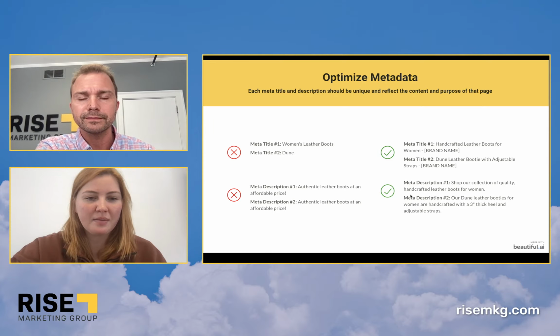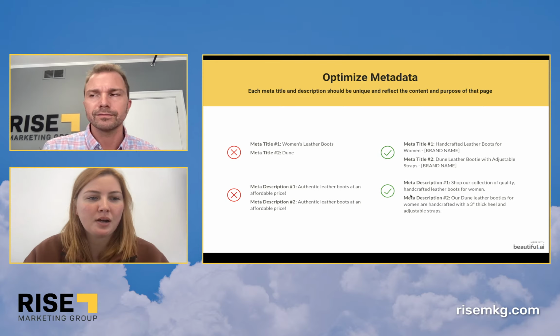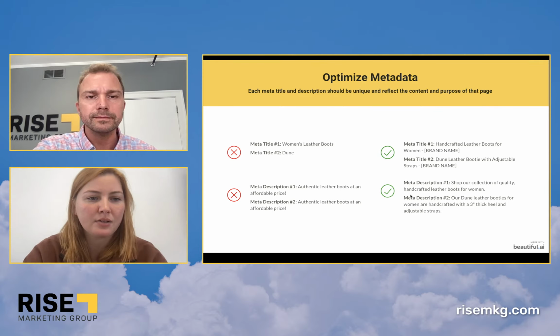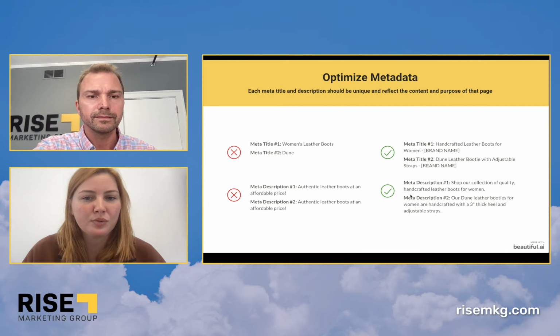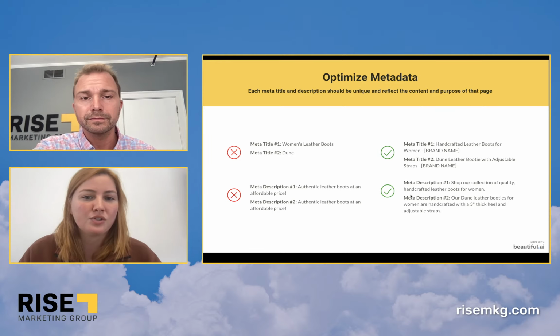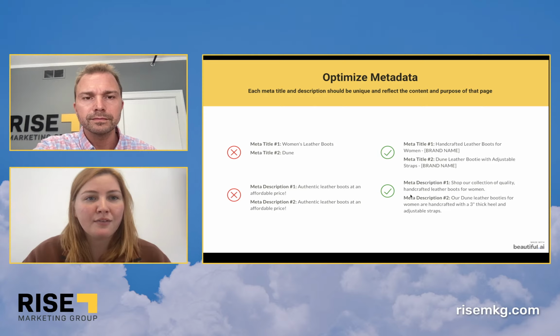One more thing to add on the meta title example on that slide, actually. You'll see the first two, meta title number 1 and meta title number 2. In that first section, women's leather boots is the first one, and then the second one is Dune. If you have a specific product name, for example, this one was a leather bootie, and the product name was called Dune, you would want to have an additional description in there, because if somebody sees just the word Dune in search results, they might not know exactly what they're looking for. So just make sure that it's as specific as possible.